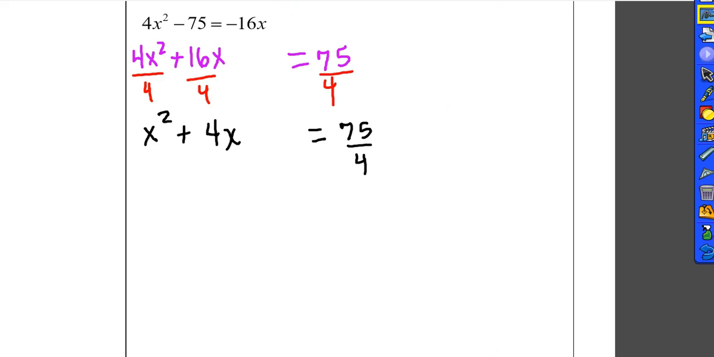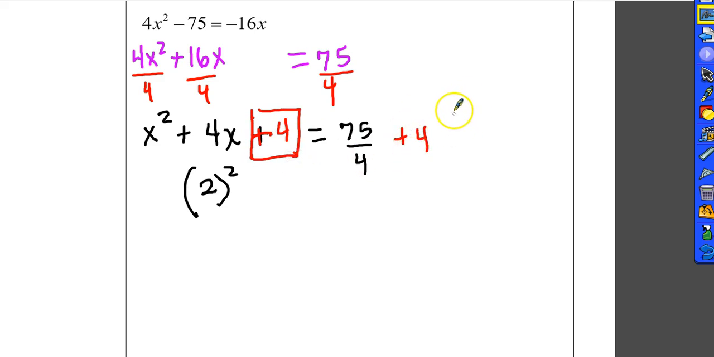We're going to cut our b term in half. So half of 4 is 2, 2 squared is 4, so we are going to add 4. Hey, I want red. Thank you. Add 4 to both sides. So we completed the square on the left. And then, of course, we have to treat the right the same way.